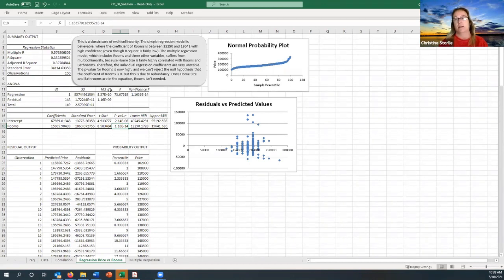So again, why is that? It's due to multicollinearity, which is basically saying redundancy. These variables input the same type of information, right? Smaller homes usually have fewer rooms.